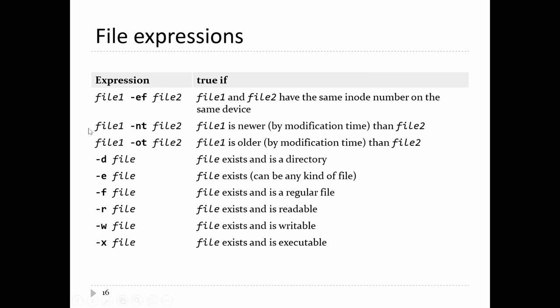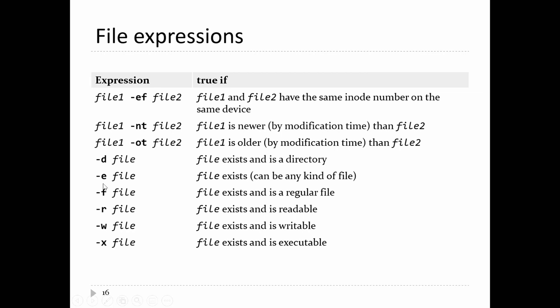File one -nt file two returns true as long as file one is newer than file two. File one -ot file two returns true if file one is older than file two. Minus d file: does that file exist on the file system, and is it a directory? So that basically tells you whether a file is a directory.